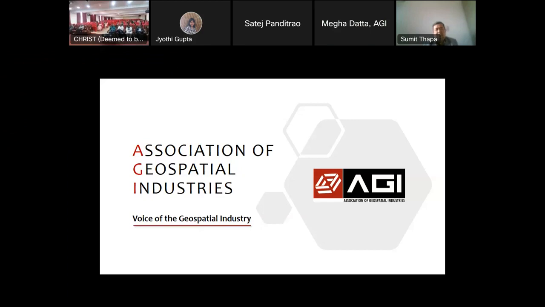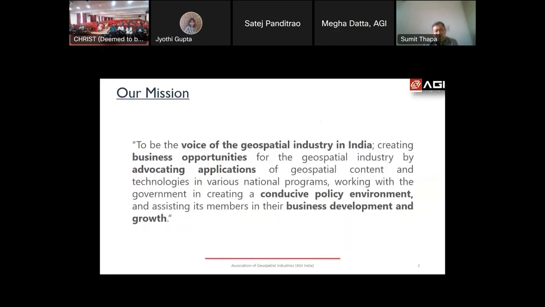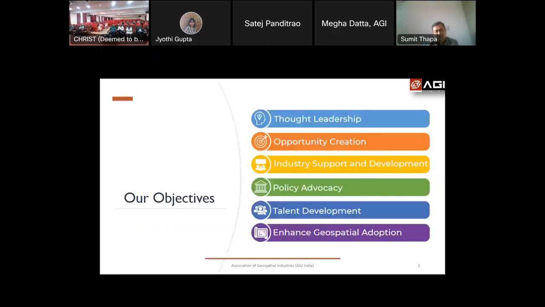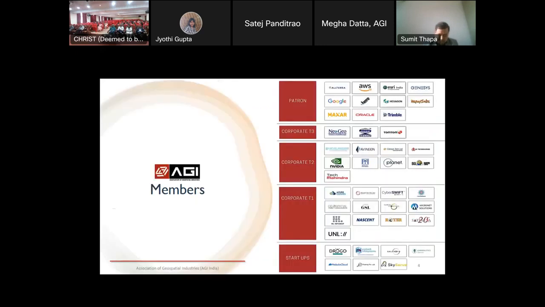So, as already introduced, AGI is an industry association. You can call us a collective voice, a collective representation of the geospatial industry in the country. Our mission is really to voice the industry, to bring business opportunities, to advocate applications of the technology, and to enable a conducive policy environment. And we do this through the following objectives of thought leadership, opportunity creation, industry support and development, policy advocacy, talent development, and enhancing geospatial adoption in the country.